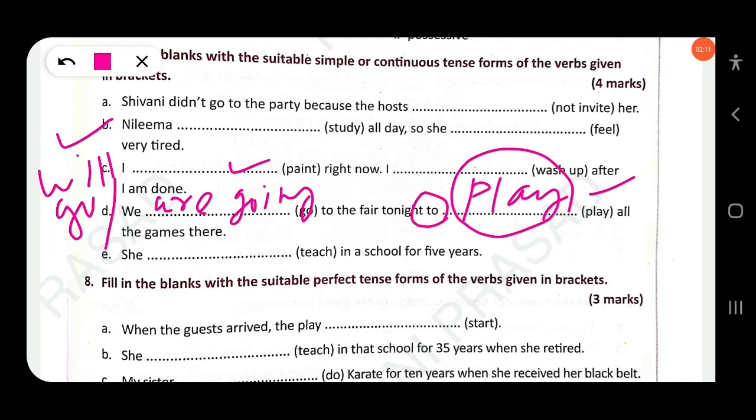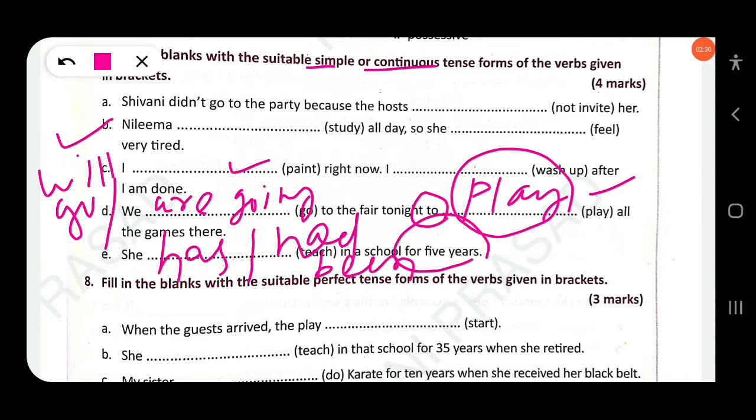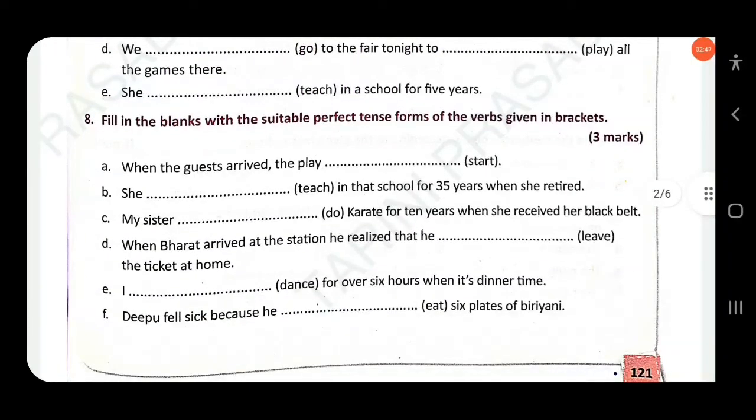The next is: she dash in a school for 5 years. You have to use continuous or simple. You can use she has been teaching or she had been teaching. Both can be accepted here, present perfect continuous or past perfect continuous. She has been studying in this school for 5 years, present perfect continuous, or you can also write past perfect continuous. Clear?